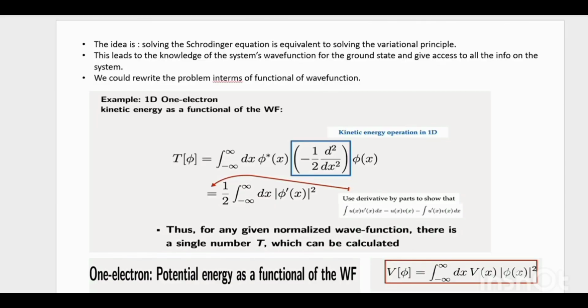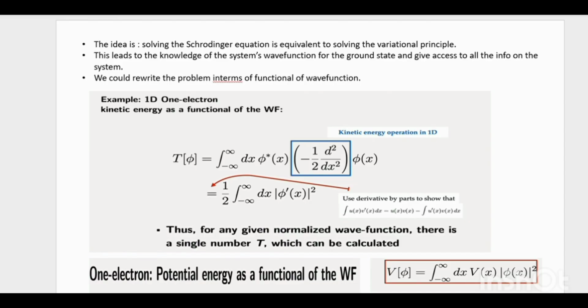Solving the Schrodinger equation for the one electron is similar to solving the variational principle, because we solve the Schrodinger equation to find the minimum energy, the ground state energy, and the variation principle says that we try different wave functions, and the one which gives the minimum energy will be our solution. So both have the same idea. If we try to solve the variation equation, that means we are trying to solve the Schrodinger equation.